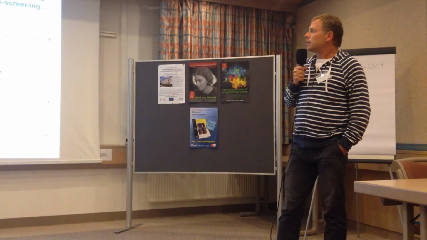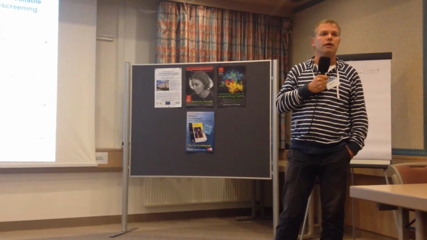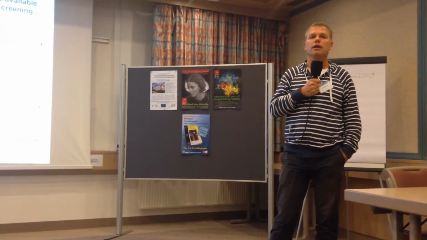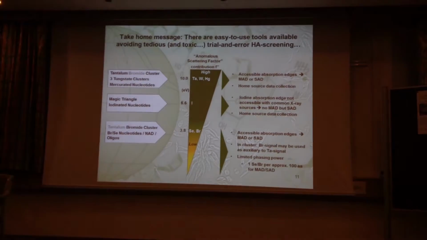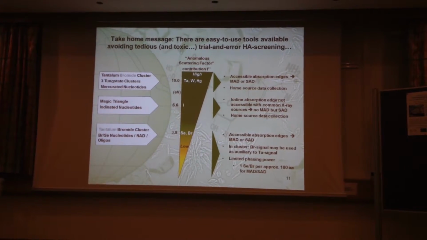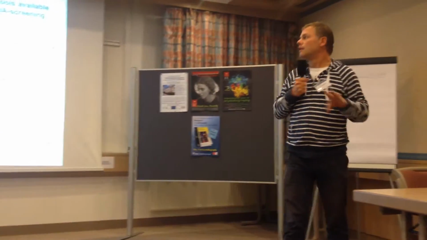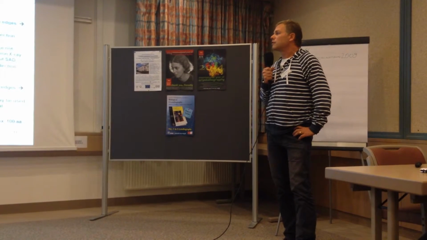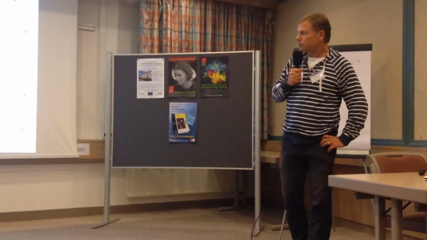There are more alternatives to just using tedious heavy atom screening, if you have to go for experimental phasing, meaning heavy atom derivatization of the protein or protein crystal. So before going into high throughput screening and trying out all these toxic heavy atom compounds, mercury, platinum, whatever it is, there are these three examples of the clusters, the magic triangle, or the nucleoside derivatives that can be used.